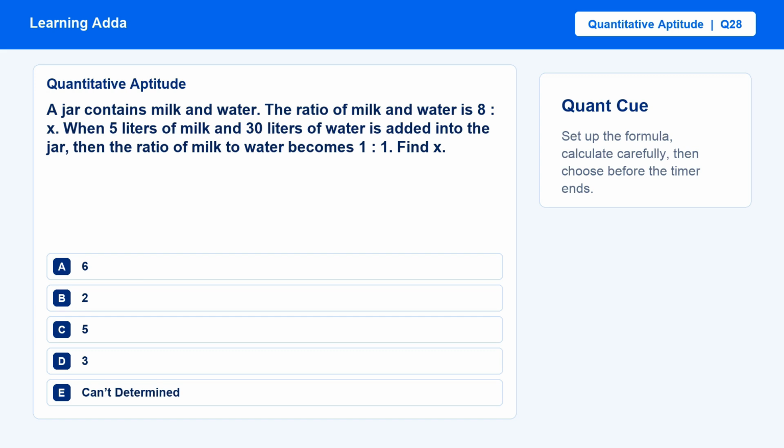Question 28. A jar contains milk and water. The ratio of milk and water is 8:x. When 5 liters of milk and 30 liters of water are added into the jar, the ratio of milk to water becomes 1:1. Find x. Option A, 6. Option B, 2. Option C, 5. Option D, 3. Option E, can't determine. The timer starts now.